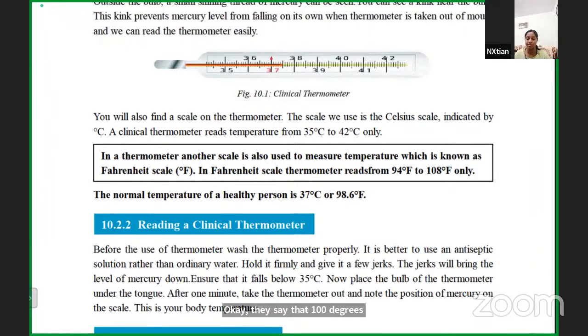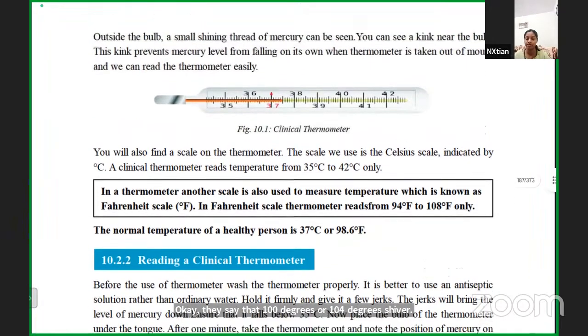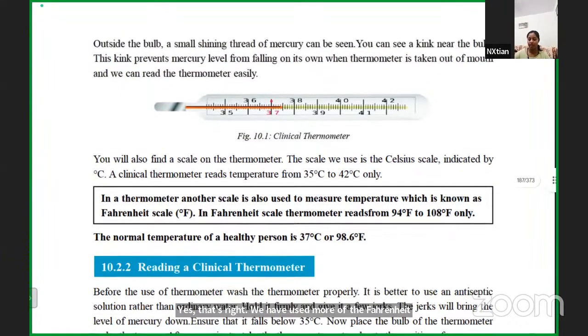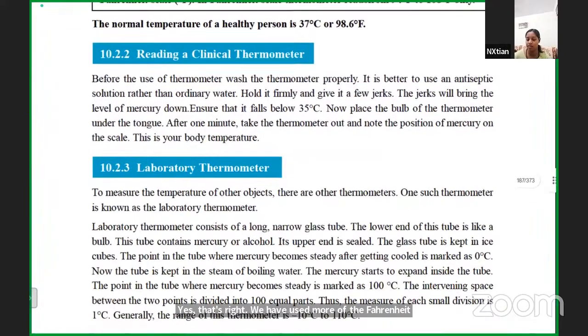I think even in India they use less of the Celsius scale and more of the Fahrenheit scale. Yes, more of the Fahrenheit. That's right. Here we use more of the Fahrenheit scale, but yeah, the Celsius scale is also used at some places. Right. Then, the reading is taken.